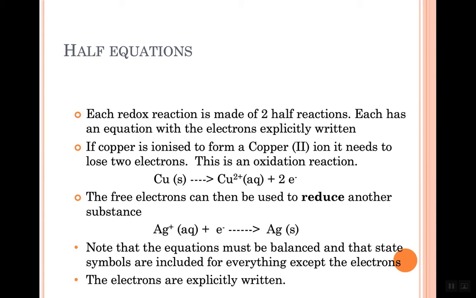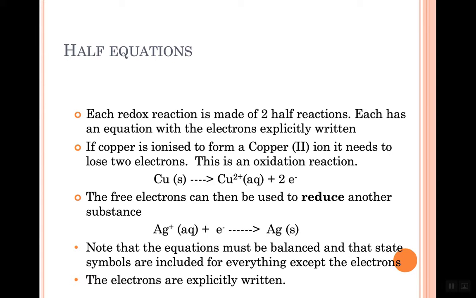So any redox reaction is made of two half equations, and each one has an equation where we explicitly write down the electrons. It's just like any other equation, but we want to explicitly show those electrons. So if, for instance, you've got copper losing electrons to become the copper ion, then we start with copper metal, which is what we've got on the left here, Cu(s), s for solid, and it becomes the Cu2+ ion. That's aqueous, dissolved in water.